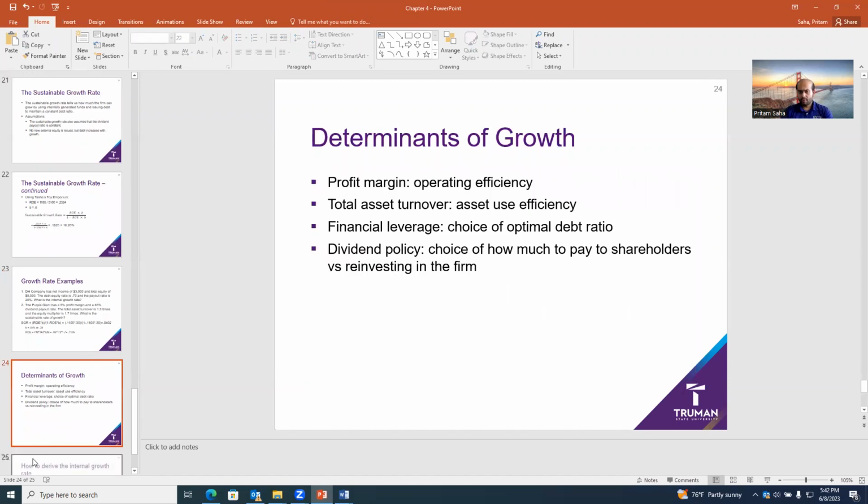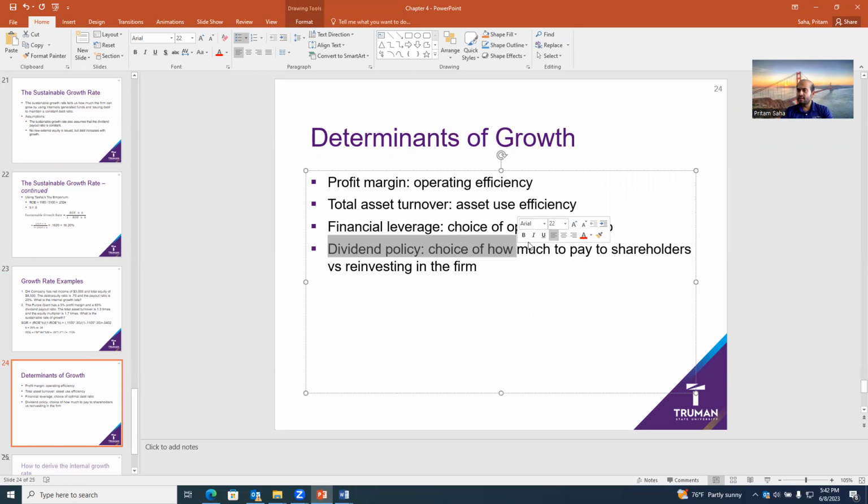What are some determinants of growth? Your profit margin, because that affects your return on asset or equity; your total asset turnover; and your choice of financing, like debt versus equity. And also, do you want to keep the money within the firm, or pay a dividend? These are some determinants of growth. So we're done with chapter 4 today, but let's have a quick recap of the remaining homework.